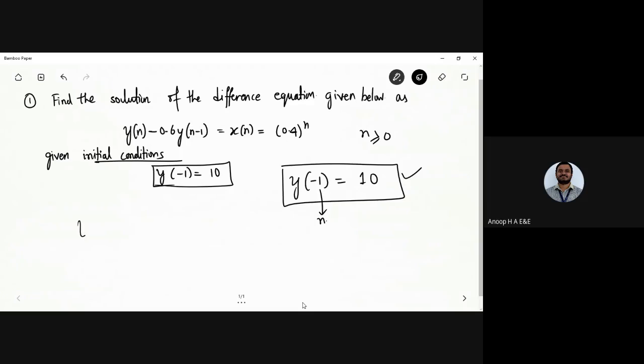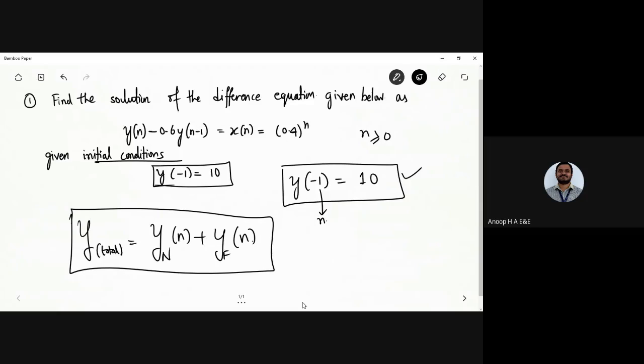Okay, so what I need to do here is y total, that would be equal to y n of n plus y f of n. So I have the total response of the system being equal to the natural response plus the forced response of the system. So this is the total response of the system. I can write it like this.